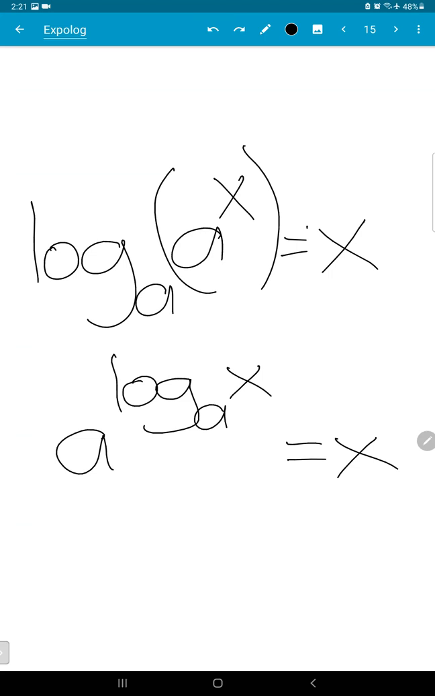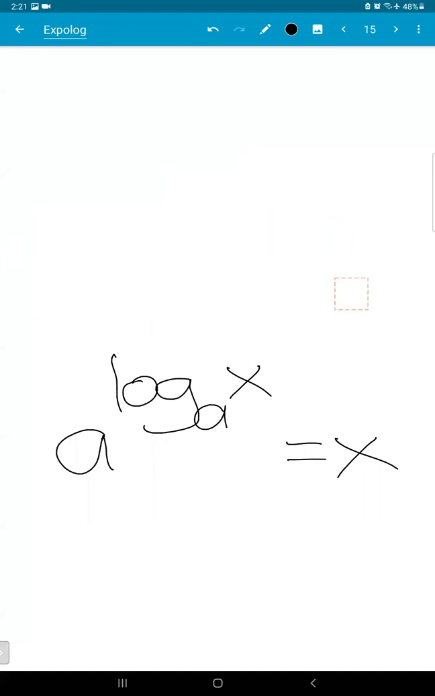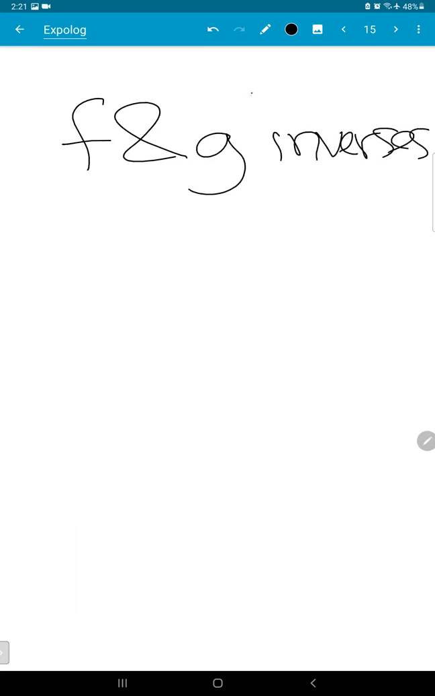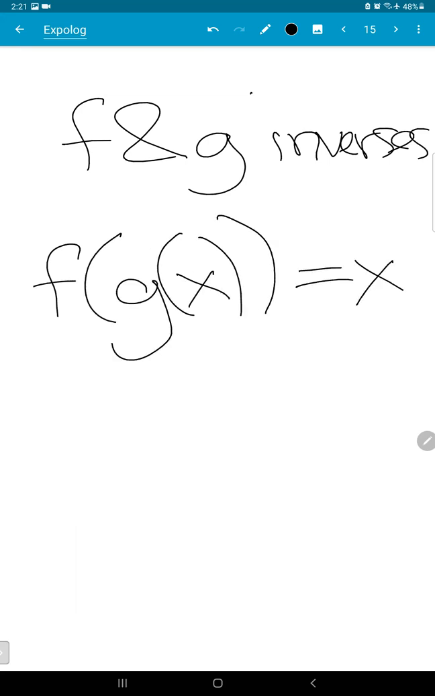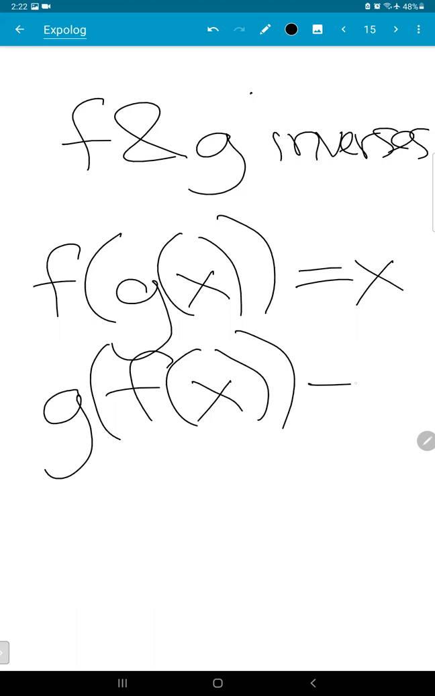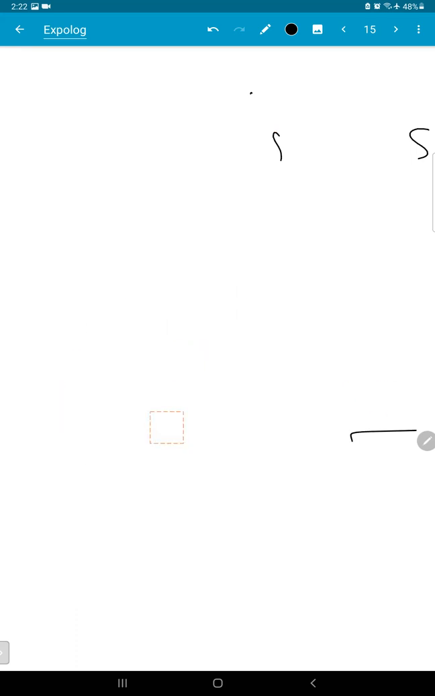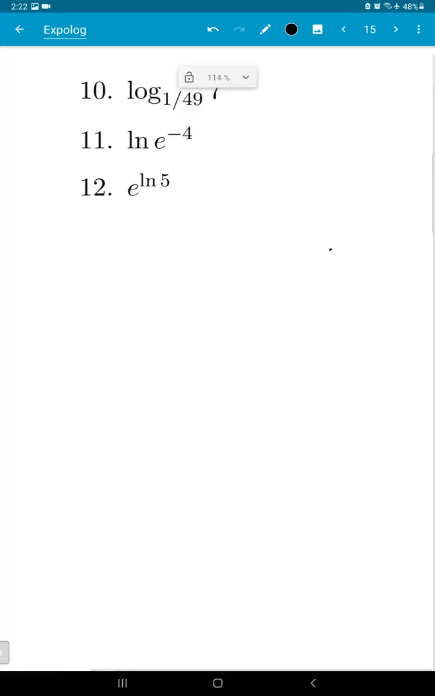In fact, if you've read that section on inverses, you know that inverses undo each other. More generally, if f and g are inverse functions, then f of g of x is x. You apply one to the other, you get back to x. Similarly, g of f of x equals x. You always get back to x, the input. And that applies to logarithmic and exponential functions. So this one is equal to -4.